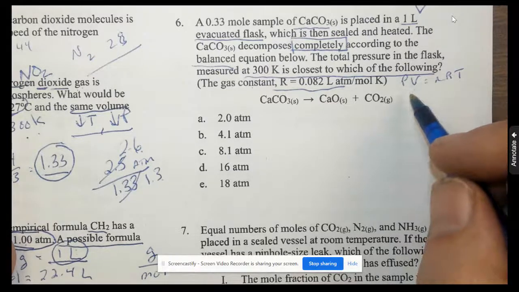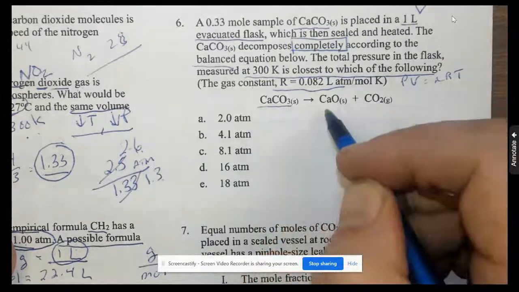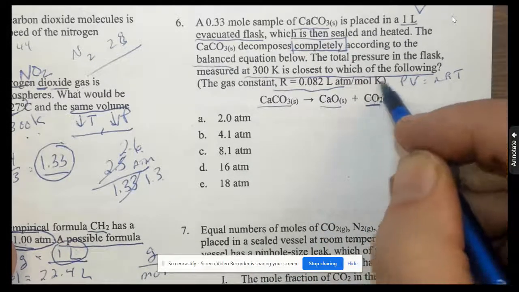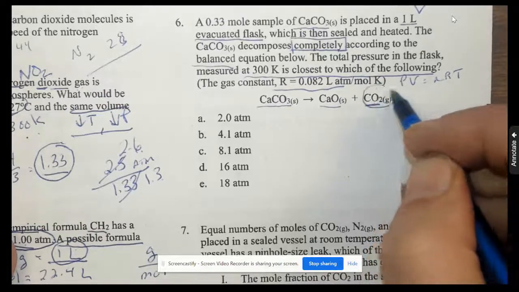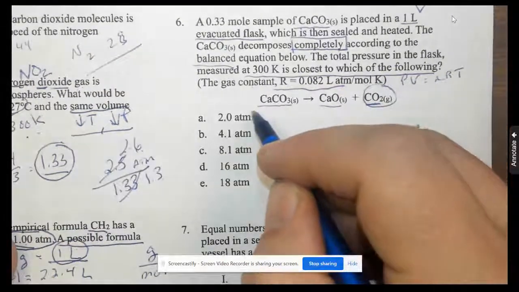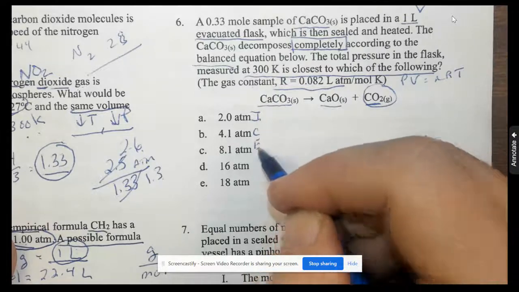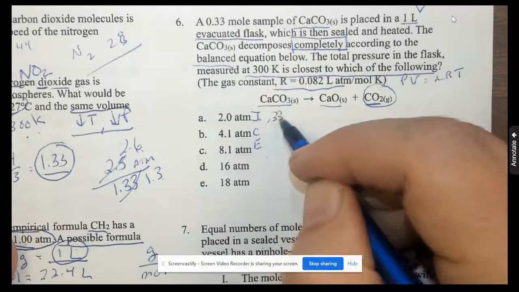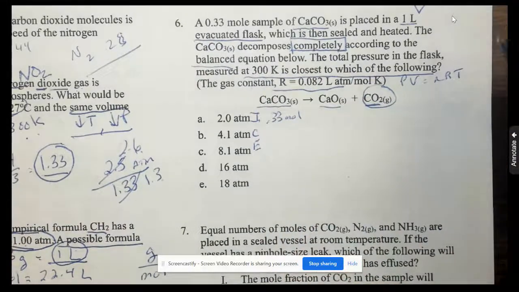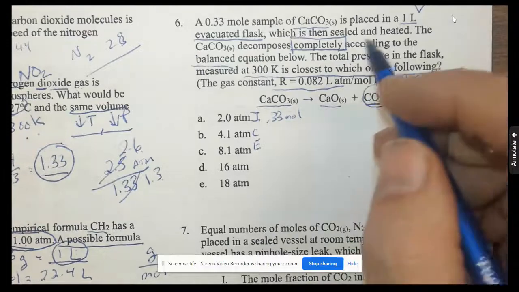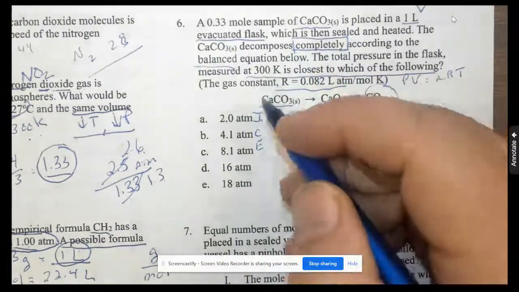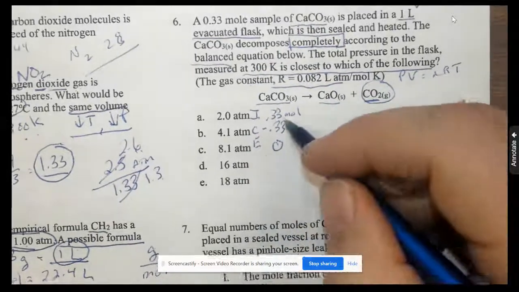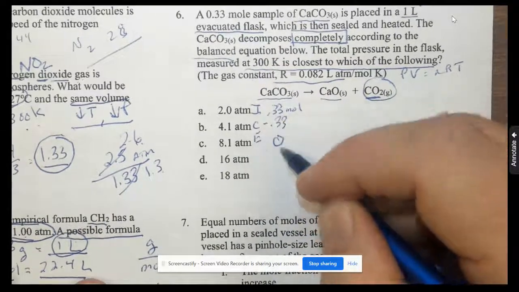I've got an issue. This is not a gas. This is not a gas. This is the only thing that's a gas, so this is the only thing that's going to be contributing to the pressure. And initially, there wasn't any of it there. It said we had 0.33 moles of calcium carbonate. What did it tell us, though? It said it decomposed completely. So minus everything, 0.33, to give you nothing left over at equilibrium.